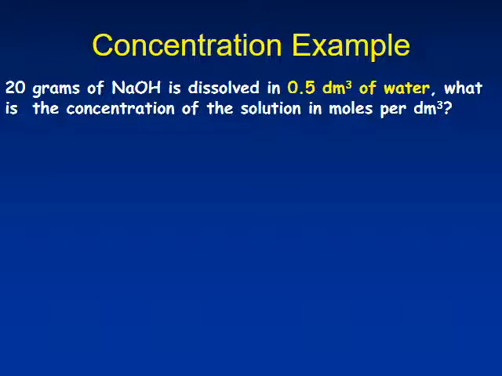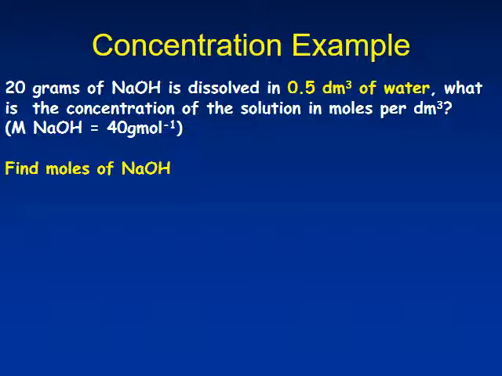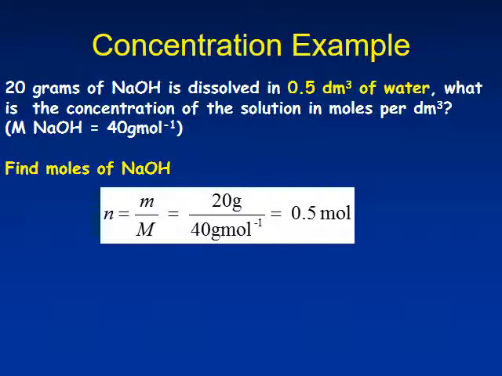Okay, so welcome back. So the first thing you've got to realize, of course, is the molar mass of sodium hydroxide is 40 grams per mole, which you can, of course, work out from your periodic table, which you'll always have. So you've got to find the moles of sodium hydroxide. So number of moles equals mass over molar mass, so it'll be 20 divided by 40, or 0.5 moles.